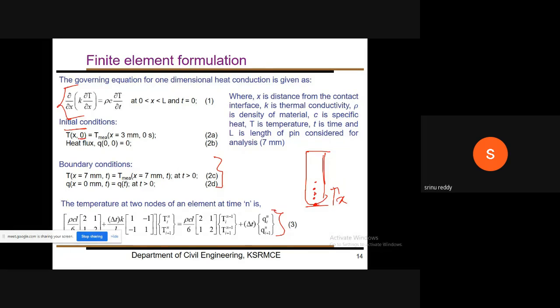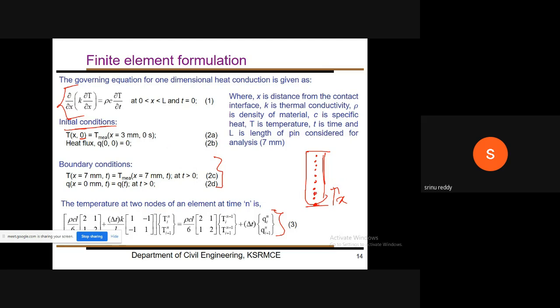Sorry, at 0th time. Okay, initial. This is the initial conditions at 0th time at any point of space. At any point of space means in the pin, at any point actually. What is the temperature? We have to give it as an input for this model. How we can find out approximately, we can't give actually.